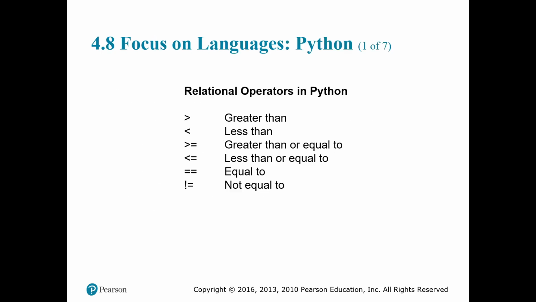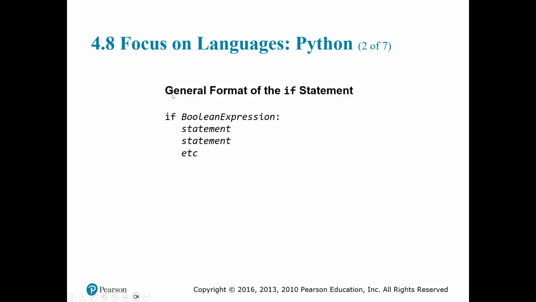All right, so let's look at Python and how we implement the decision structures in Python. These are all of your relational operators right here. Greater than, less than, greater than or equal to, less than or equal to, not equal to. And remember how I told you that if we want to check if two things are equal, we use the double equal sign, okay? Not single, double equal sign. And if we want to check if something is not equal to something, we use an exclamation point with the equal sign. So this is how our if statement would look in Python.